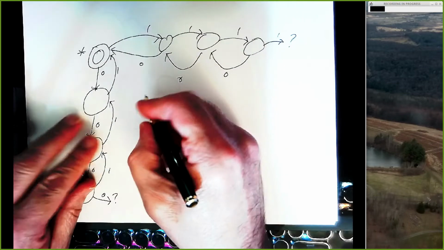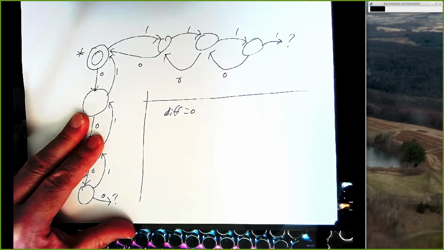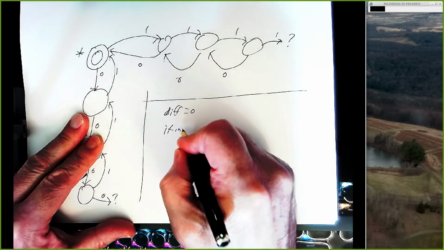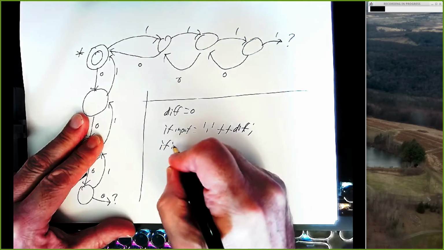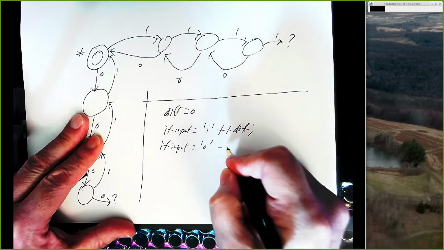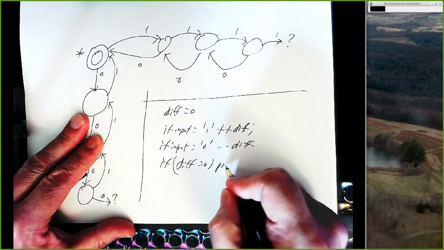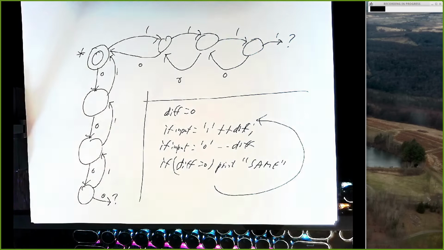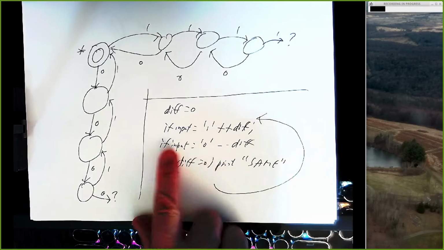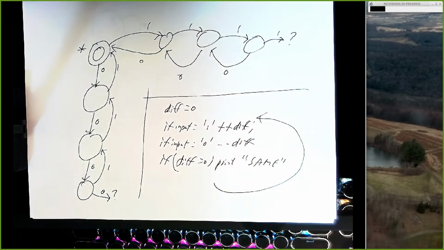So how do we do this with a C program? Set a difference equal to 0. If I input a 1, I'll increment my difference. If I input a 0, I'll decrement my difference. So I'll initialize the difference to 0. If I input a 1, I'll increment it. If I input a 0, I'll decrement it. Anytime my difference is 0, I'll say, hey, you've got the same number of 1s and 0s. And I'll just do that in an infinite loop. Does this work?